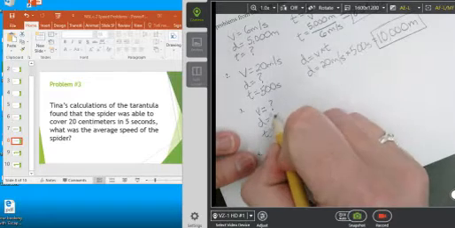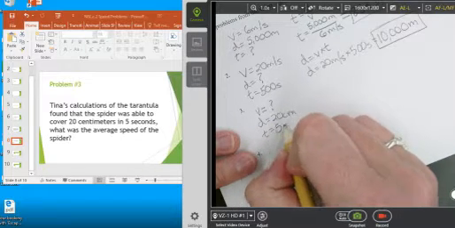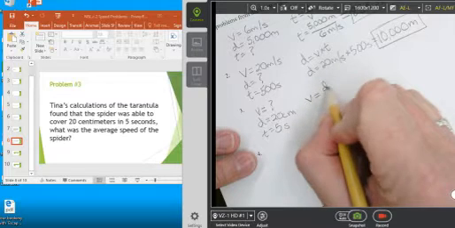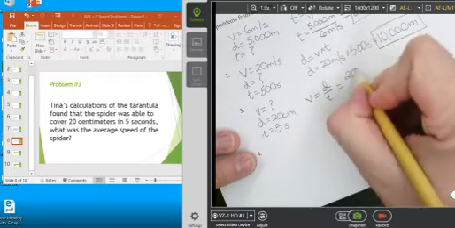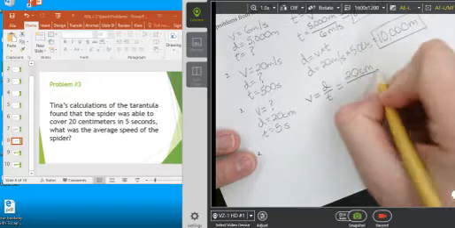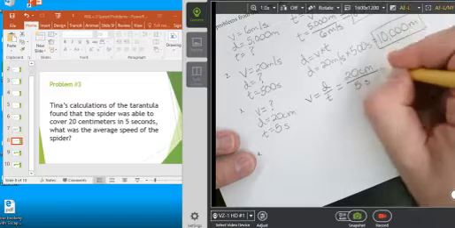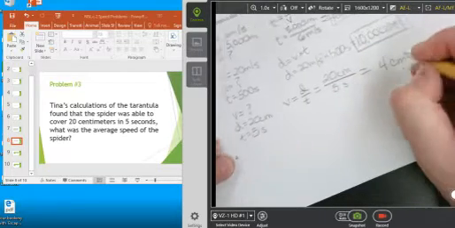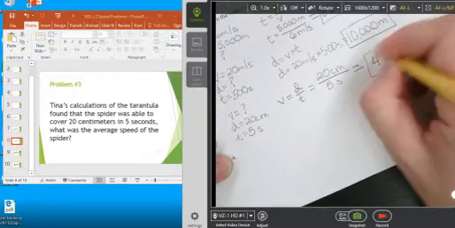20 centimeters is the distance, and t is the time, 5 seconds. Speed equals distance divided by time, and plug in my numbers. 20 centimeters divided by 5 seconds equals 4 centimeters per second, and put a box around my numbers.